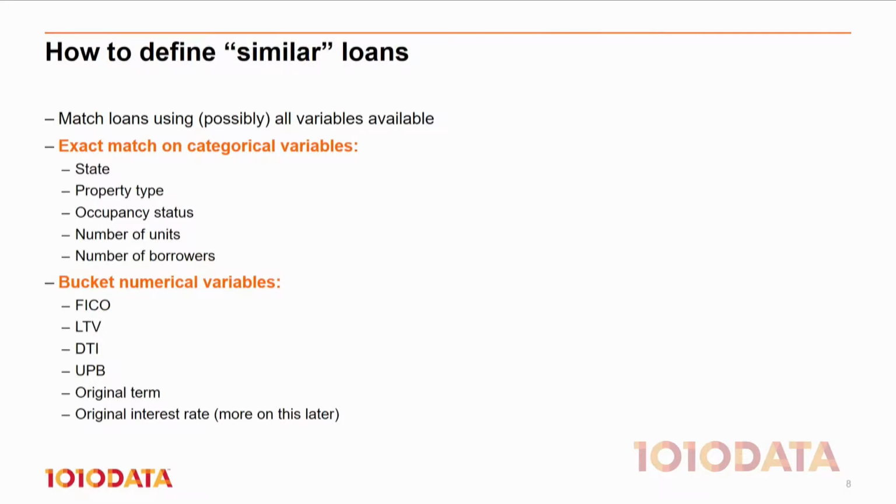Now let's go a little bit deeper on how you can start doing this procedure. You have 11 different variables that you can use to determine which loans are similar to other loans. Five variables are categorical: the state, the property type, the occupancy status, the number of units, and the number of borrowers. Then you have 6 numerical variables: the FICO score, the loan-to-value, the debt-to-income, the original amount, the original term, and the original interest rate, which is something we're going to address in the next slide.